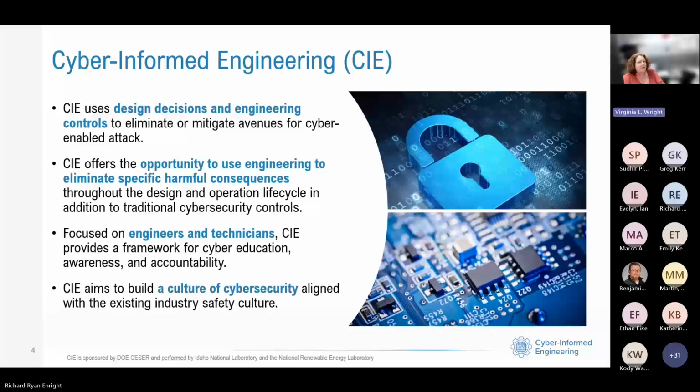Rather than having a focus on protecting networks and network access, in cyber-informed engineering, we start with looking at the consequences of a cyber attack that could occur on our systems and determining where we could put in place controls that would prevent that impact from occurring. This then means that we can use engineering to eliminate specific harmful consequences that digital technology, if subverted, could cause.